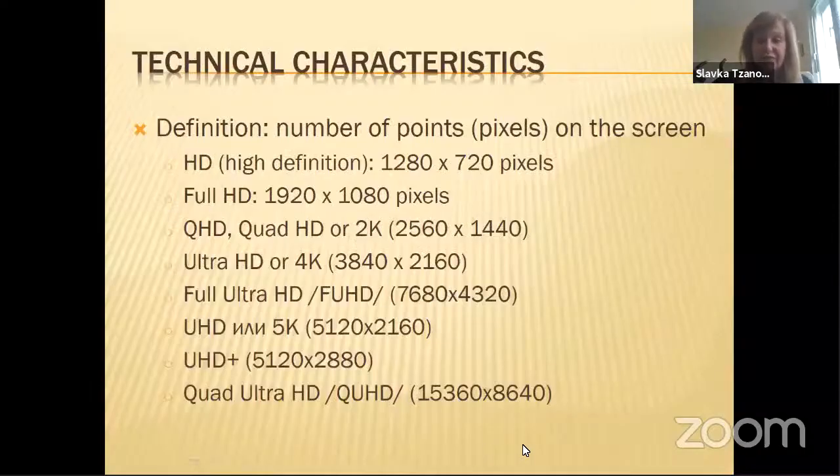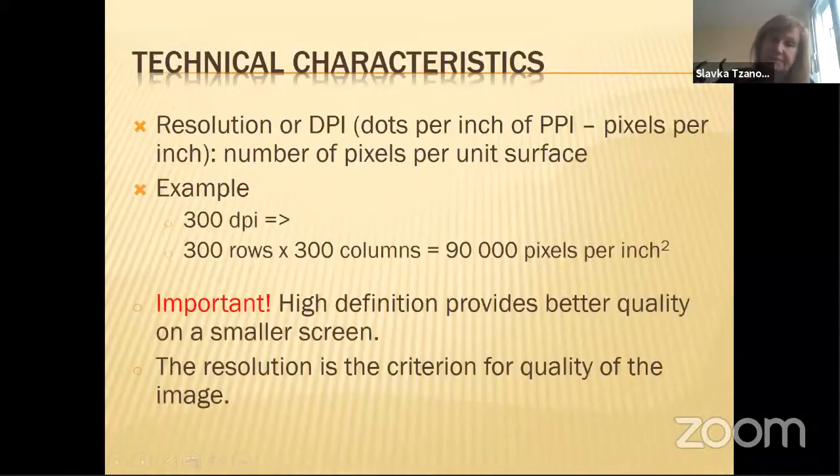Not the definition is important if you select. This is as users, I speak, not as developers. I would say that the screens are developed mostly in Korea, produced in China, developed in South Korea. The best are, I'll speak maybe later about this, Samsung and LG.